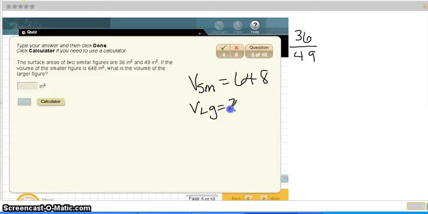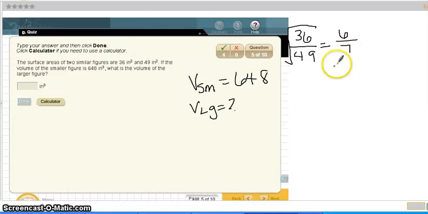Now, the first thing we need in order to figure this out is our similarity ratio. So remember that your surface area relates to the similarity ratio by being squared. So to get back to the similarity ratio, we take the square root. Since that fraction does not reduce, we can take the square root immediately, and the square root of 36 is 6, the square root of 49 is 7.